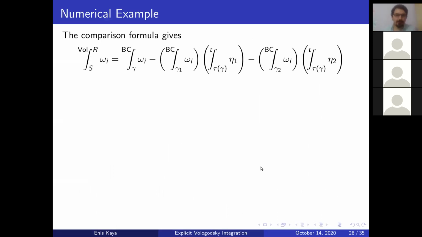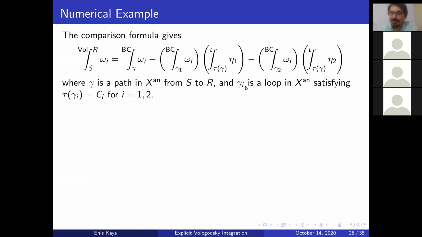Okay, so we have this formula. Again, on the left-hand side, there is a Vologodsky integral we want to compute, and on the right-hand side, we have a bunch of Berkovich-Coleman integrals. And here, gamma is a path in the Berkovich space from S to R, and gamma i is a loop in the Berkovich space, lifting Ci. That was the comparison theorem.